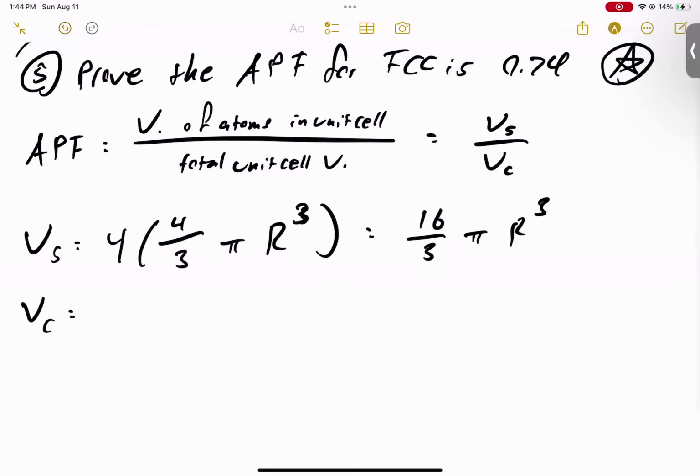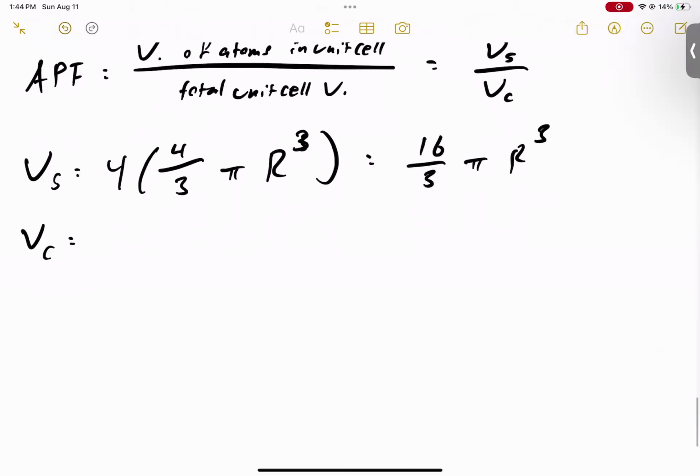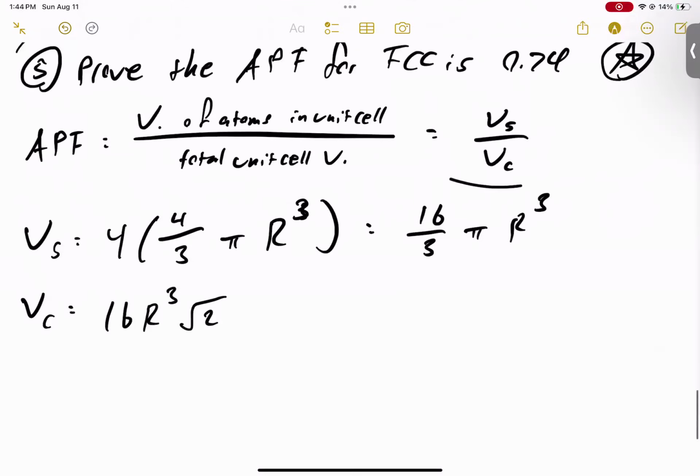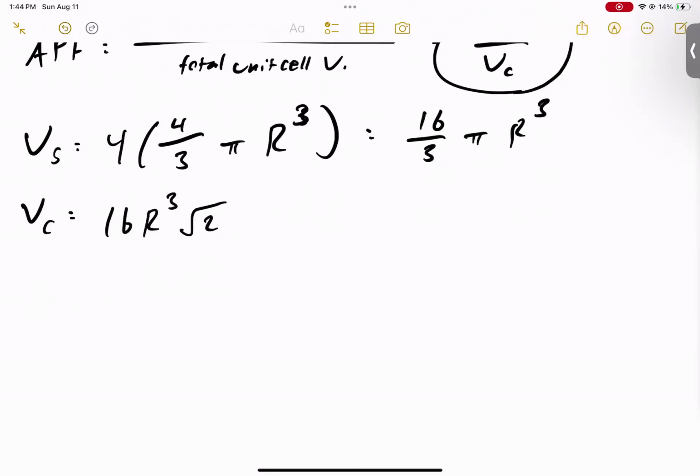When it comes to figuring out Vc, the volume of the unit cell, we know that the side length of an FCC, which I gave on the slides, is just 16 r cubed times the square root of 2. Oh, sorry, that's not the side length. That is the actual volume of an FCC, so that's the volume we're working with. If we go back to the atomic packing factor, we just take that ratio and set it up as 16 over 3 times pi times r cubed divided by 16 times r cubed.